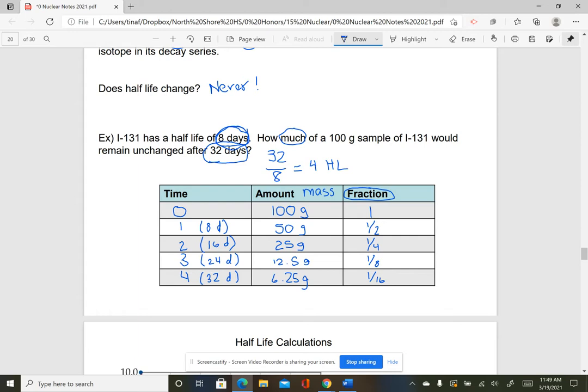So if they asked you about a fraction, after 4 half-lives, after 32 days, only 1/16 of the original iodine would remain. The lowest I've seen them go, guys, as far as fractions go, this would turn into 1/32 if 5 half-lives went by. Okay. But this question is asking about 32 days, so you would want to pick one of these as your answer.